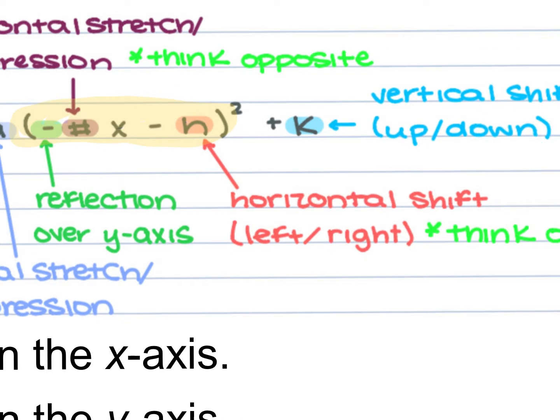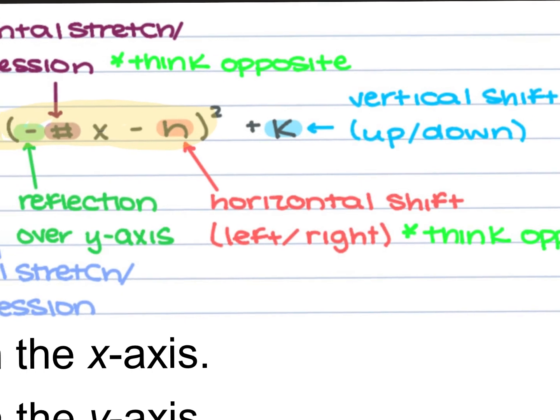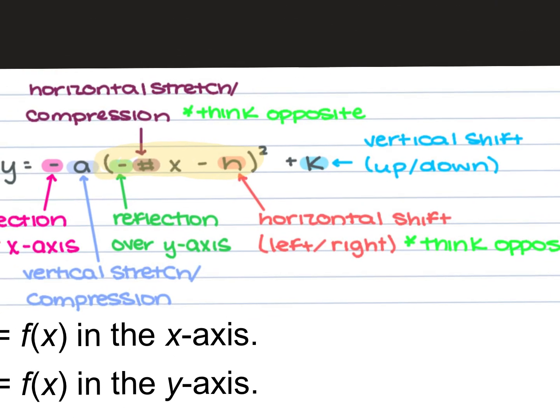If you have something being added or subtracted on the outside, that's your vertical shift up and down. So anything that's on the outside has to do with our vertical. If you're multiplying something on the outside, it's a vertical stretch or compression. And if you're adding something on the outside, whether it's in the front or the back, but generally it's in the back, you're moving it up or down.